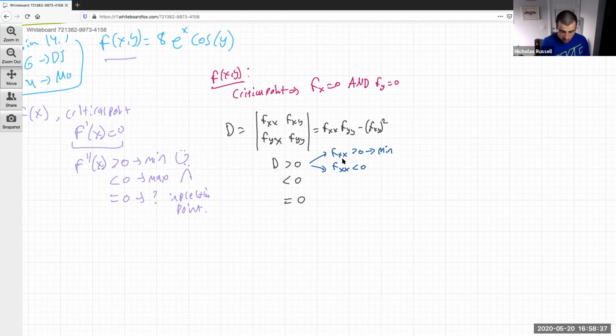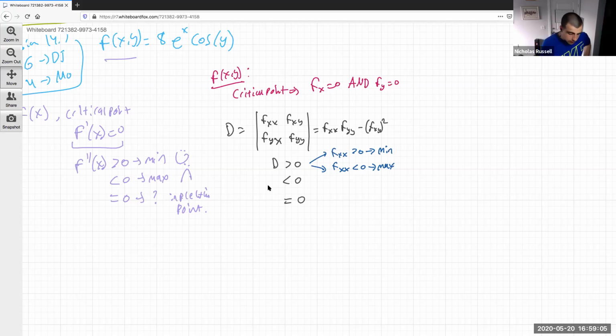If they're both negative, that means they're both concave down, so I would have something like a sphere or a downward paraboloid. And so this is going to be a max. So the only times you can have a min or a max are when this determinant is positive and fxx is either positive or negative. That's how you get that.